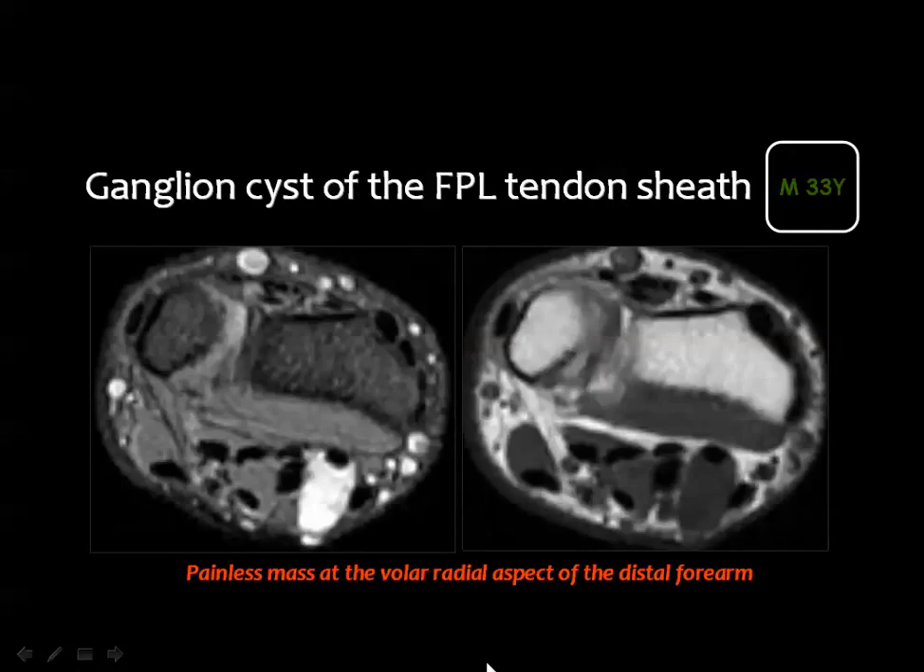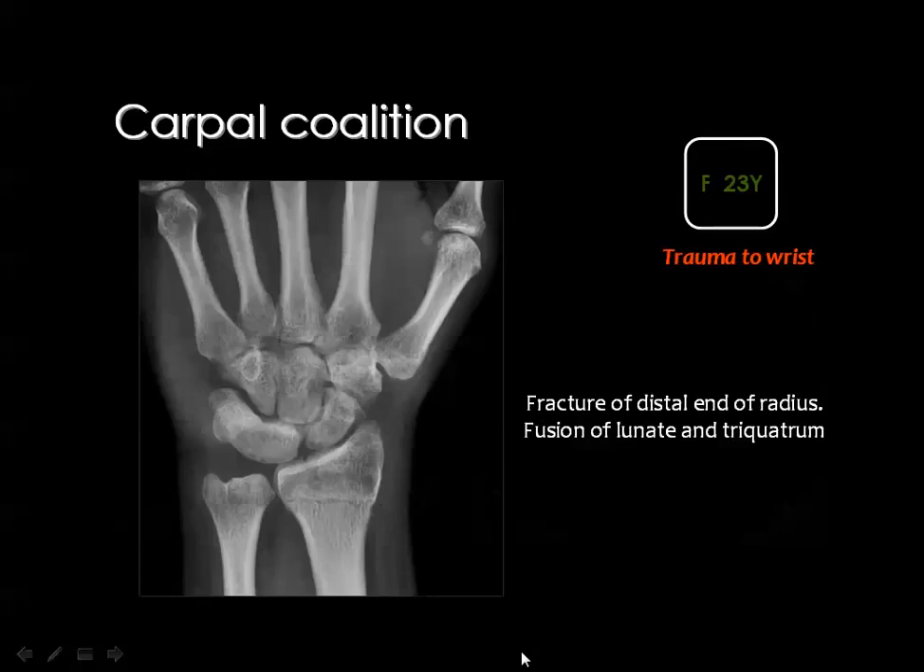Ganglion cysts are common around the wrist, and this is an example. And you see a cystic lesion which is of low signal in the T1 and high signal in the T2. This is not a tenosynovitis, but a ganglion cyst which is related to the tendon. In cases of tenosynovitis, the tendon will be in the middle part of the fluid. It's not eccentric like this, but this is a ganglion related to the synovial sheath.